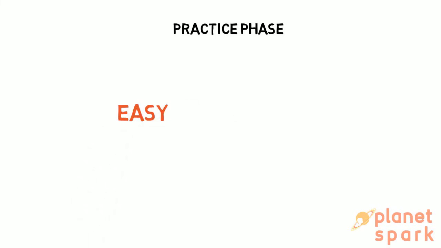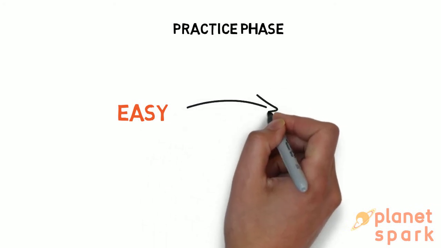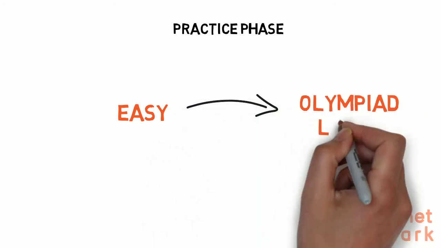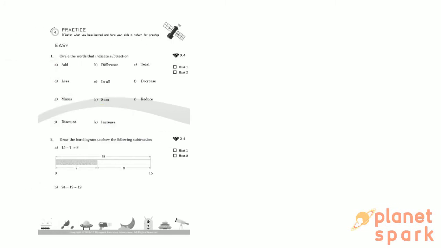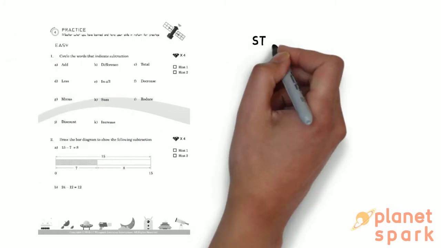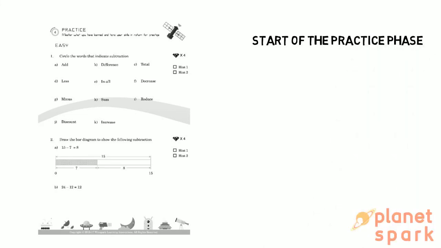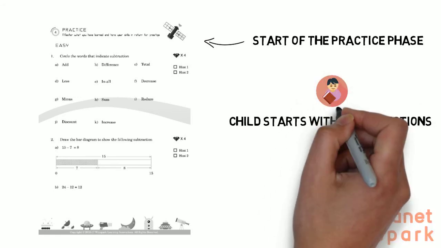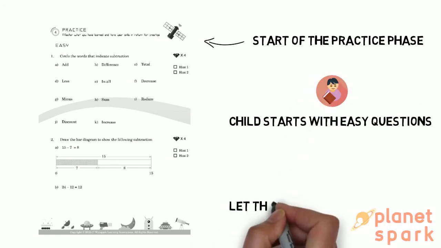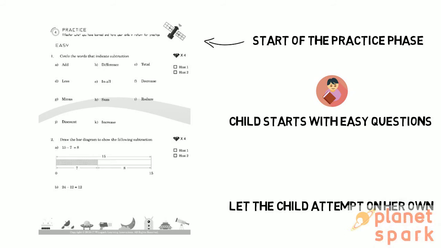Here the child practices easy to Olympiad level questions on every topic. This is how the practice page looks in the student module. With this page, the child starts solving the practice questions on subtraction. The child first starts with easy questions. Here the teacher's role is to let the child attempt the questions on her own. She helps the child with hints whenever the child gets stuck.